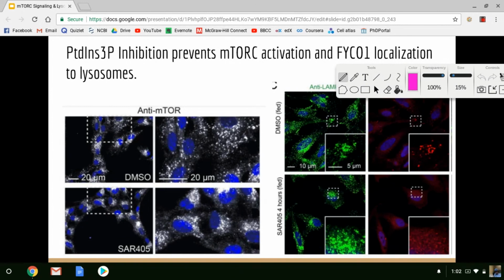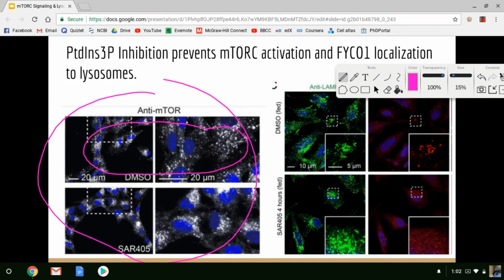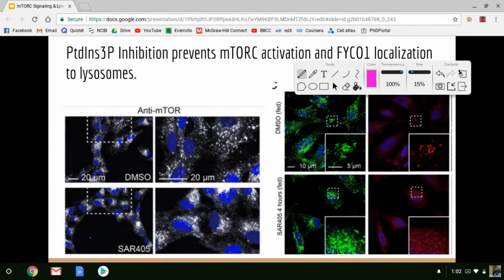PI3K inhibition prevents mTORC activation and FICO1 localization to lysosomes. So in this left figure, we see the typical peripheral localization of mTORC, this is what mTORC typically looks like. It's more peripherally located. It's actually disrupted when SAR405 is administered, and SAR405 is a VPS34 inhibitor. So when the VPS34 phosphatidylinositol 3 kinase is inhibited, it prevents the peripheral localization of mTORC.